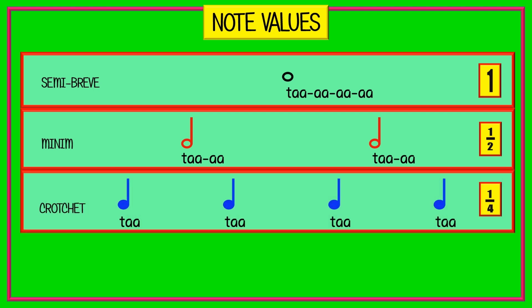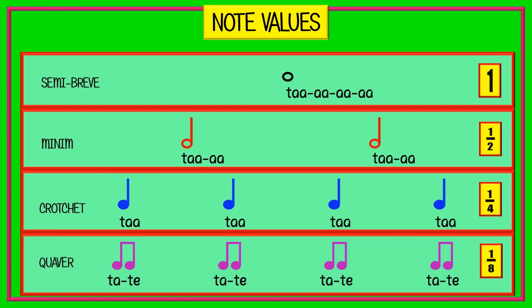4 crotchets make one SEMI-BREVE. We clap once and say ta for each crotchet. The quaver is the shortest note. 8 quavers make one SEMI-BREVE. When 2 quavers are joined together, they are joined with a bar. We clap and say ta-te when we count 2 quavers.